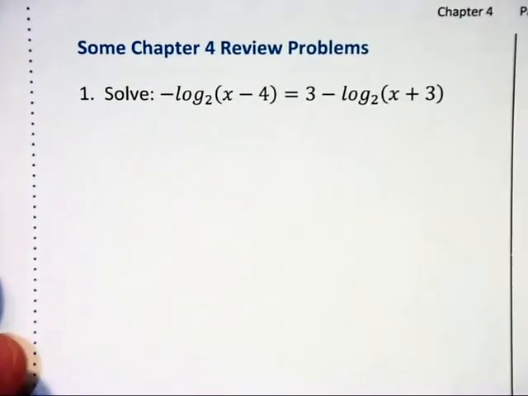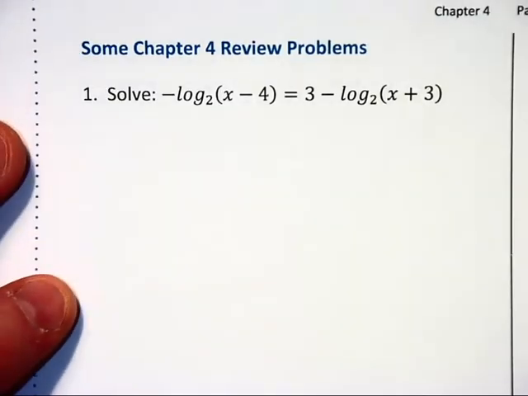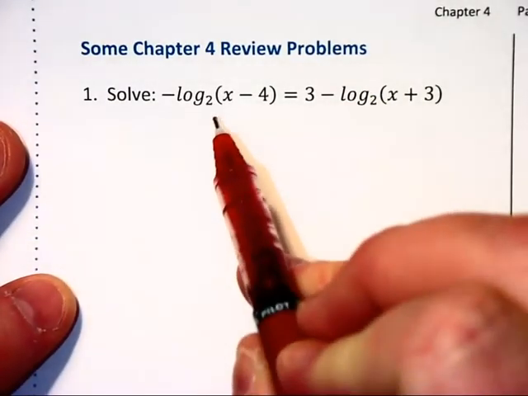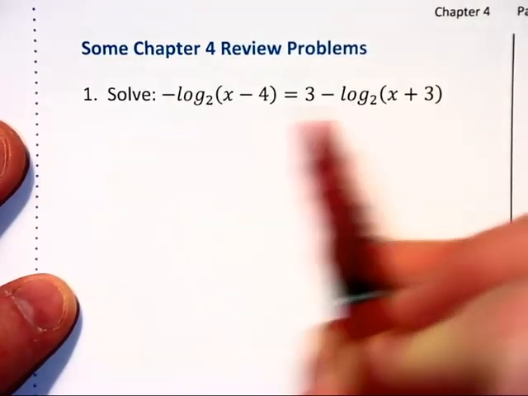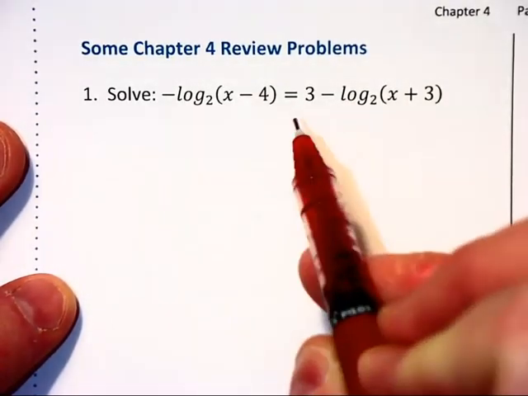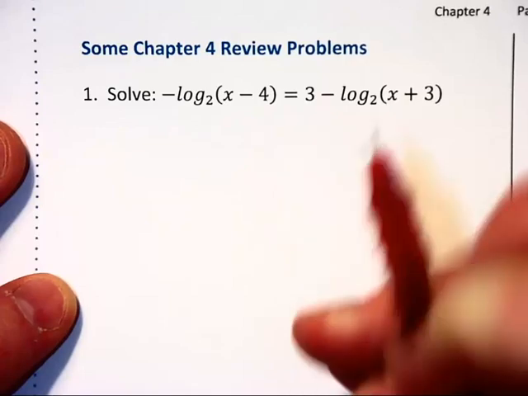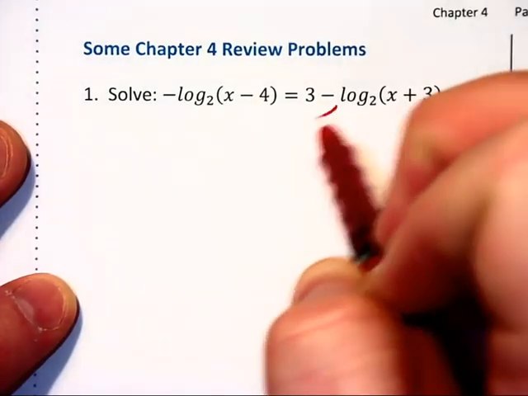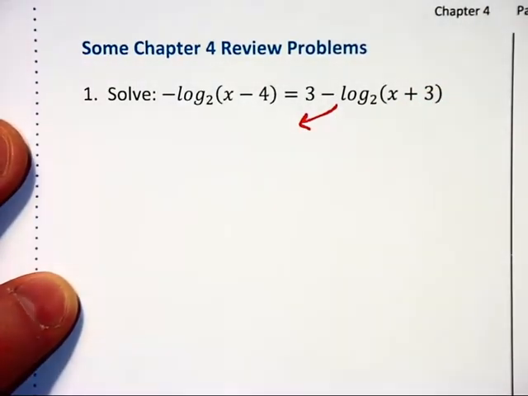Okay, now let's review everything we've learned about inverses and logarithmic and exponential expressions and equations. Here we go. We want to solve for x. We see this as a logarithmic equation with logs on each side, but there's also 3 by itself. So let's get the logs all to one side of the equation.